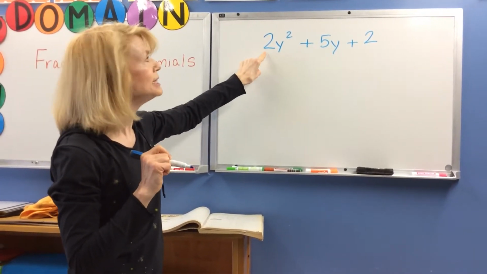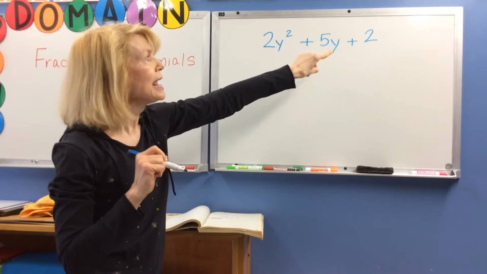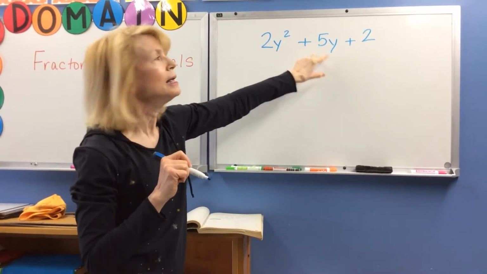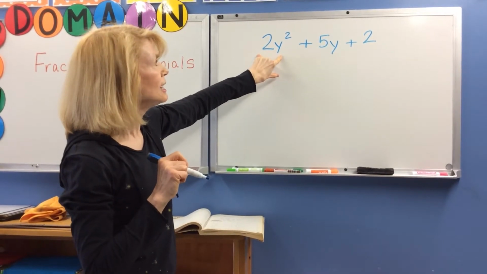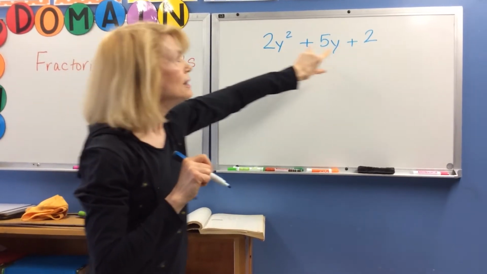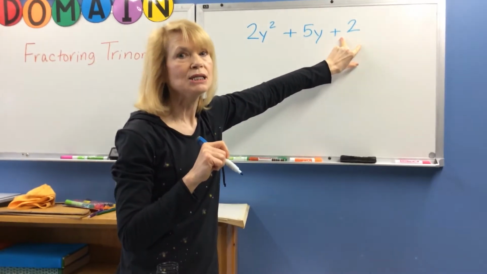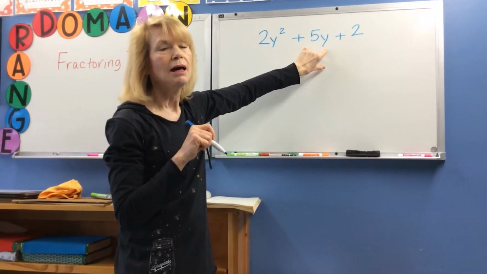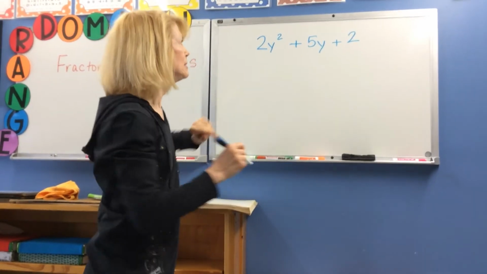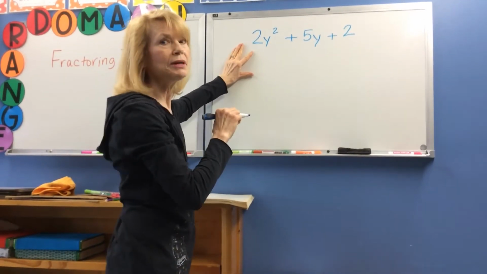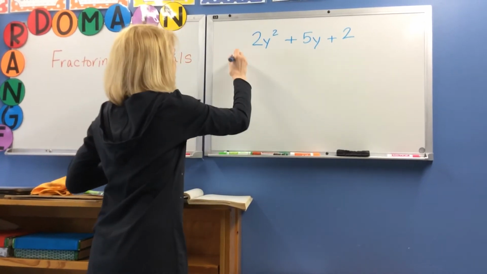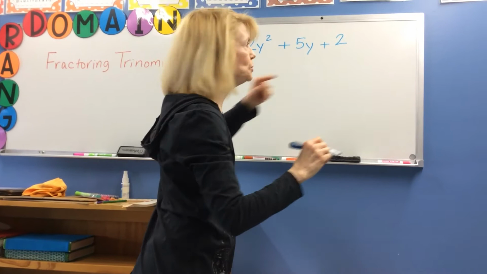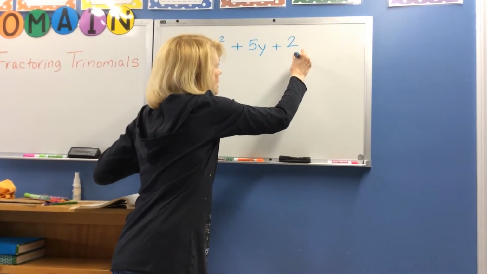So I have to deal with this 2 and that 2 down there to get the 5y in the middle, right? Because this is my first times my first term. This is my last times my last term. And this is the sum of the inner and outer products. So anyway, we have to figure out what are the factors of 2, which is pretty easy. It's just 2 and 1. And then we have factors of 2 down here again, 2 and 1.